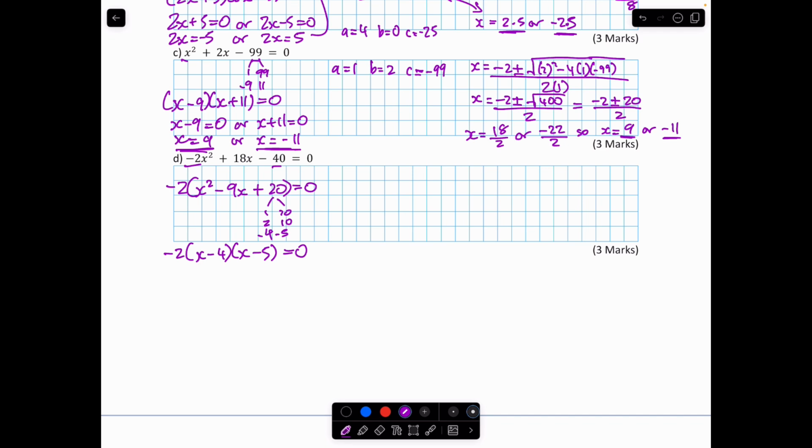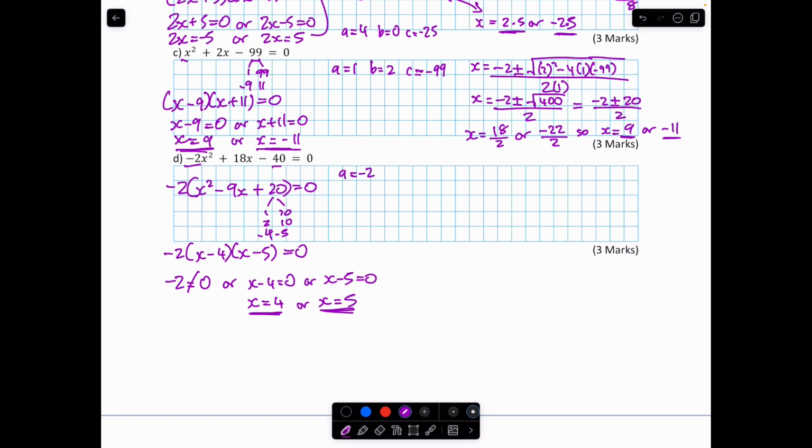We got null factor law. We would normally say negative 2 is equal to 0, but we know that's not the case. Or now we've got x take 4 equals 0, or x take 5 equals 0. So x is going to be 4 in the first case, or x is going to be 5 in the second case. That's using the proper way, but now showing you quadratic formula.